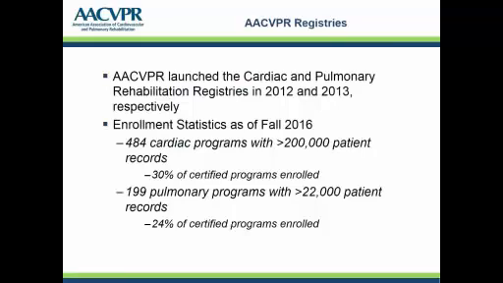Just as a brief overview, the AACVPR Registries launched about 5 or 6 years ago now, 2012, 2013, for cardiac and pulmonary respectively. And we have a large number of programs. It's close to 500 programs in cardiac rehab in the registry with over 200,000 patients, and at least 200 programs probably now in pulmonary. These are data from really about 6 months ago, so there's probably even more than this now.